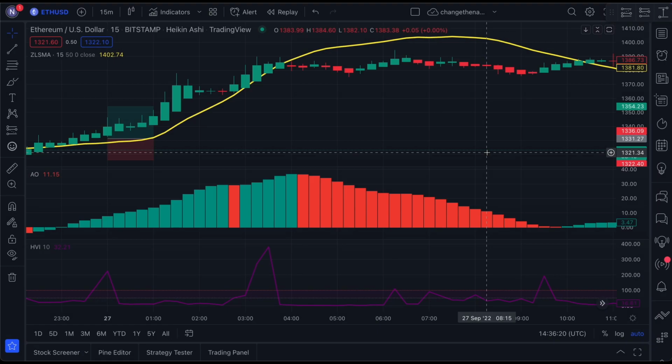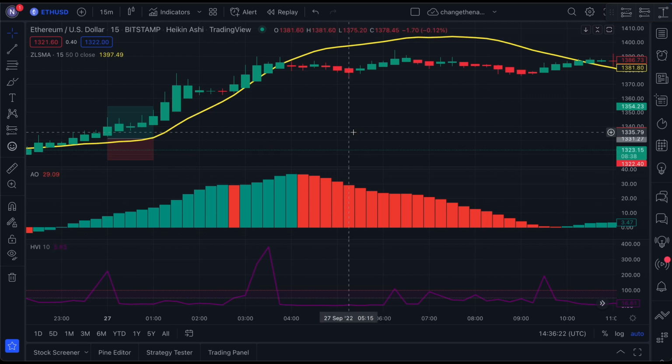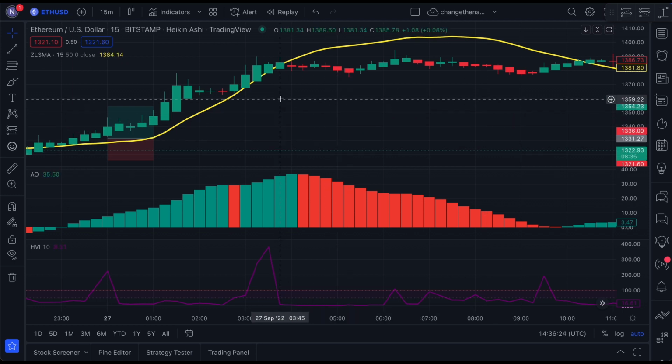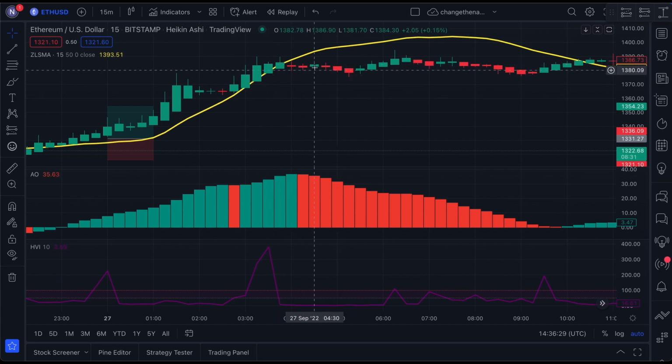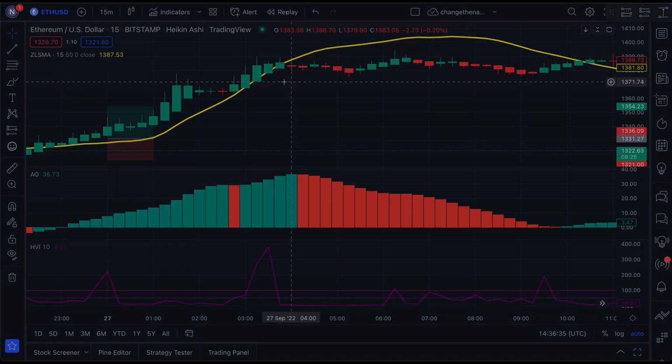Now, because we have all these rules in place, it's really hard for us to take a trade when the market is not trending. We see once the bullish trend is over, the price goes underneath the Zero Lag SMA so that we can't take any further long trades. This is really useful as it shows us that the bullish movement is over.